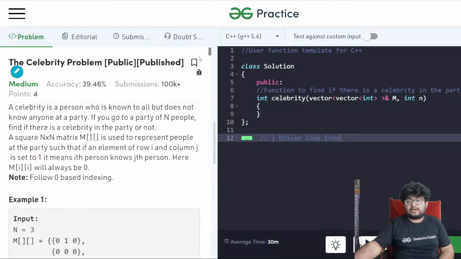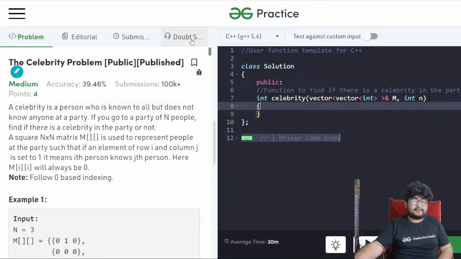I cannot write the solution because my keyboard is not working. Yes, it is not working.